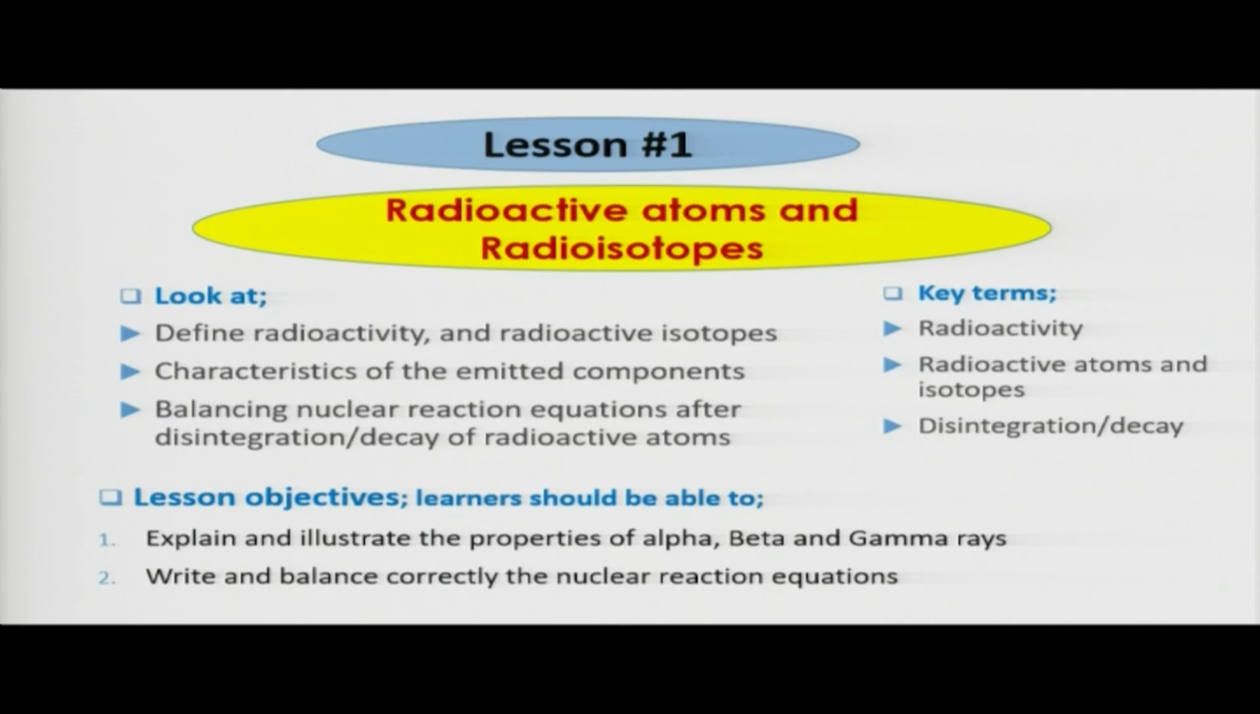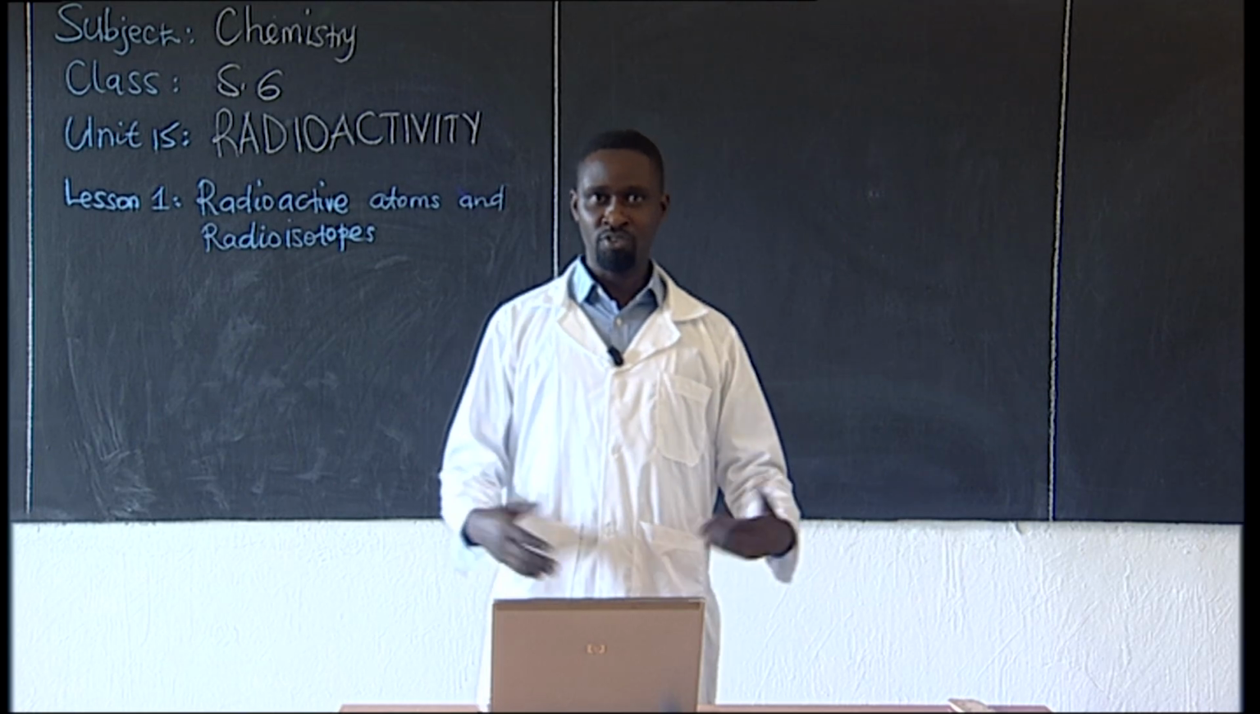So objectives, you should be able to illustrate the properties of the emitted particles and rays. Those are alpha, beta, and gamma. Then balance correctly the nuclear reactions. I hope we are together. If you're a new student, do not worry, we are starting afresh, so you are not missing any part apart from the other units we've already finished.